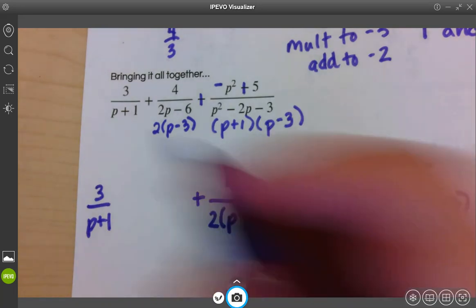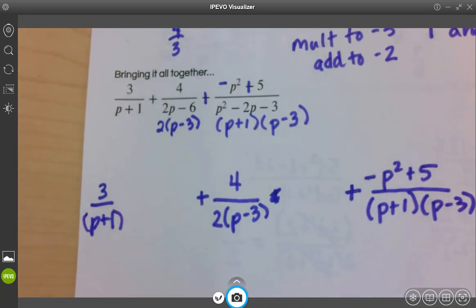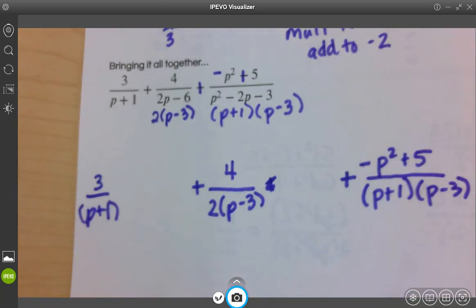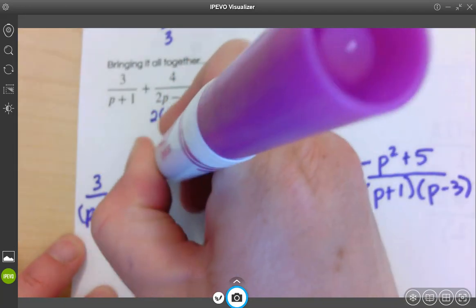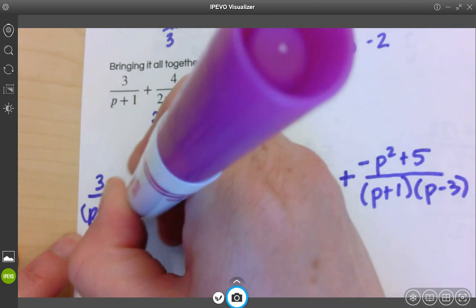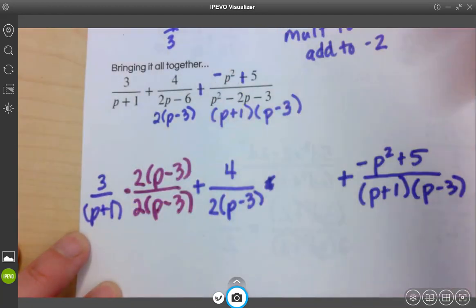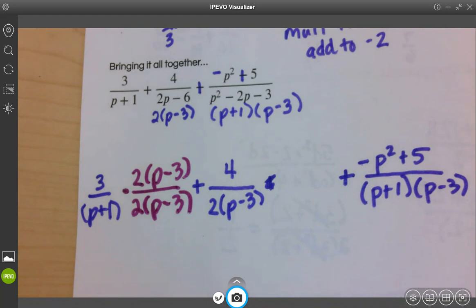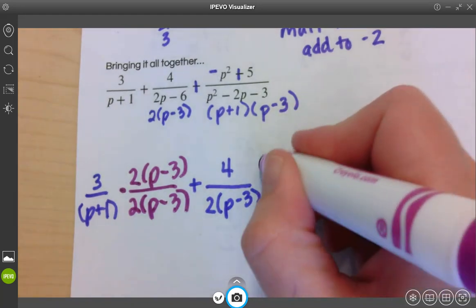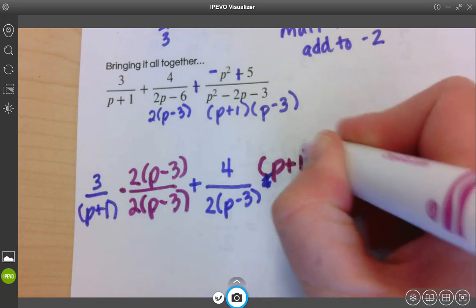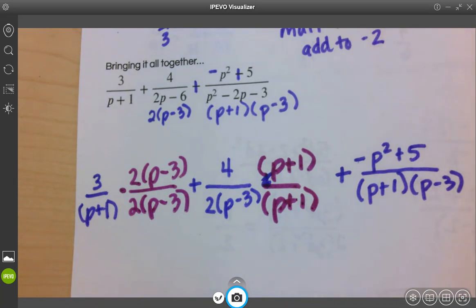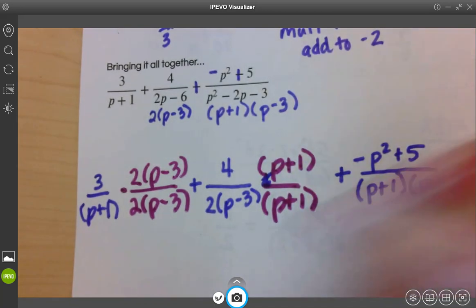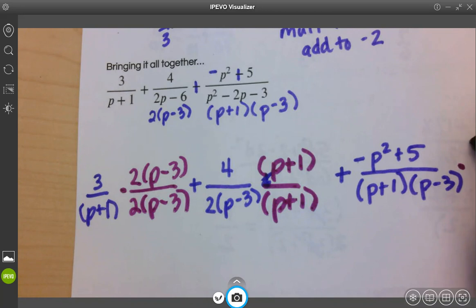Now, I need to see what each thing is missing. I'm going to add some parentheses here. So this one is missing the 2 and the P minus 3. All right, so this one's missing the P plus 1. And this one's only missing what factor? The number 2. That's good. Some people have trouble seeing that the number 2 is a factor, but see, since it's being multiplied here, it is definitely a factor.